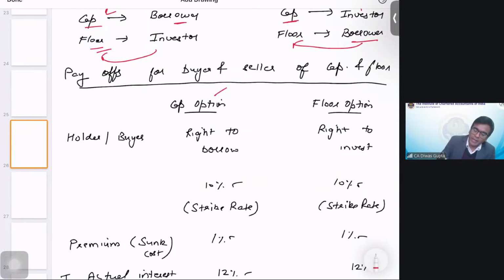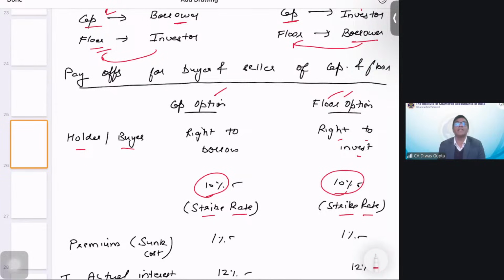So let's talk about a cap option and a floor option. The cap option gives the holder or buyer a right to borrow. And for the holder or buyer of a floor option, it gives you a right to invest. Here, there is a strike rate of 10%. Here also, let's set the strike rate at 10%. That's the specified interest rate. So the maximum percentage that you will be charged in case you want to borrow is 10%. The minimum percent that you will be given as a return is this 10%.